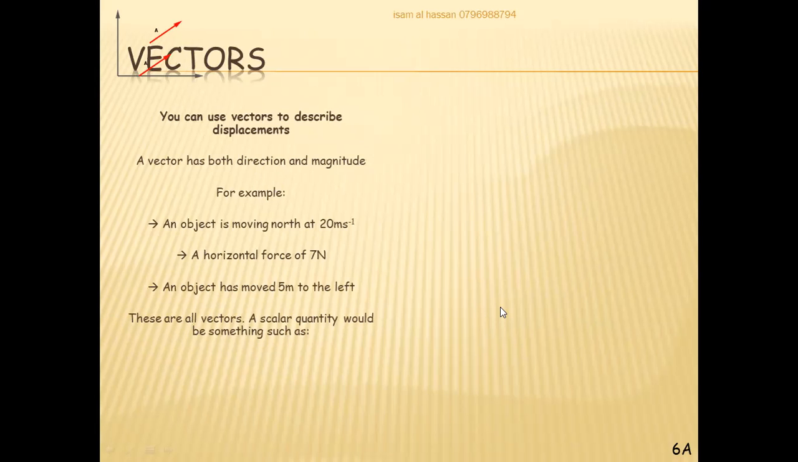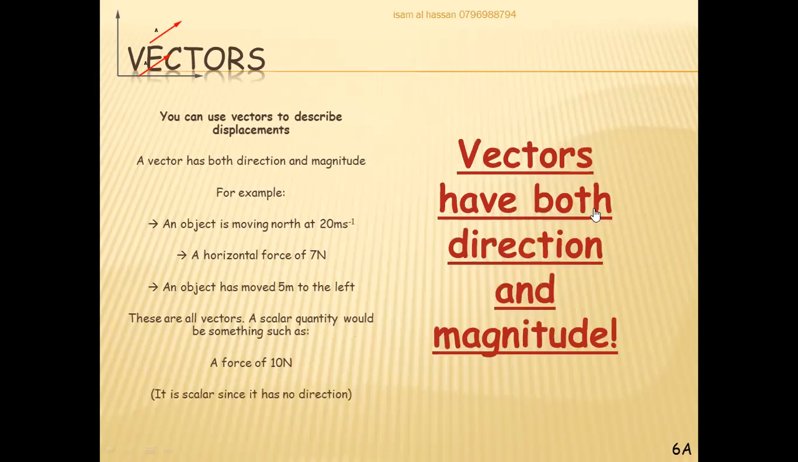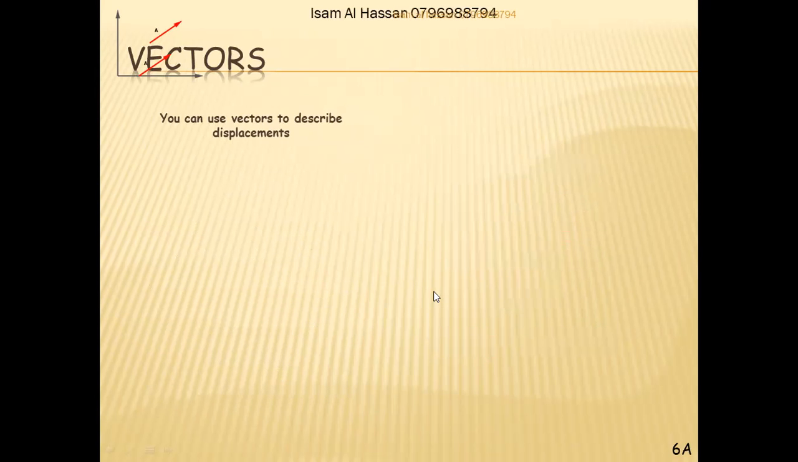A scalar quantity would be something such as a force of 10 Newton, or 7 Newton, for example. Vectors have both direction and magnitude, like moving north at 20. The horizontal force is 7, which is only magnitude. Okay. You can use vectors to describe displacement also.